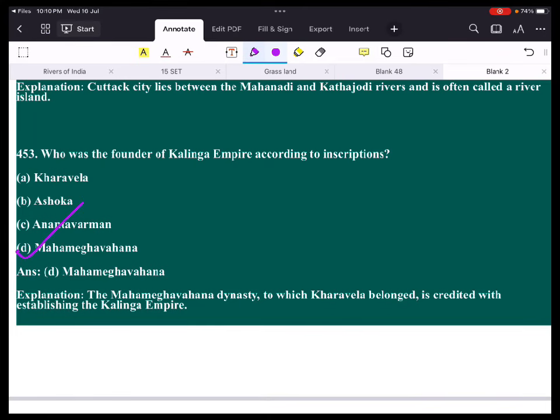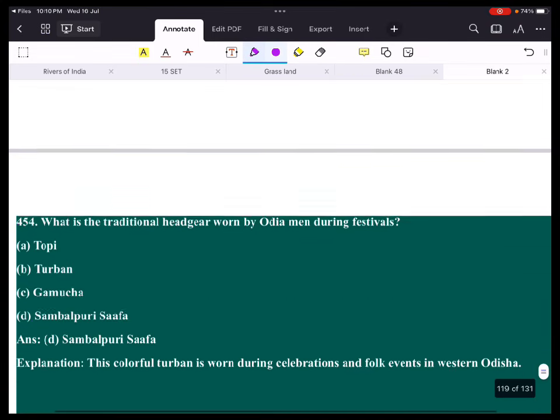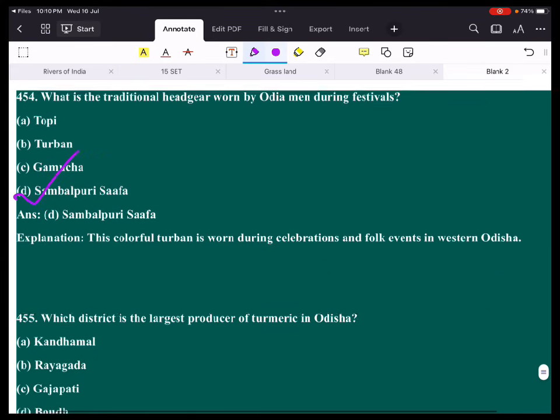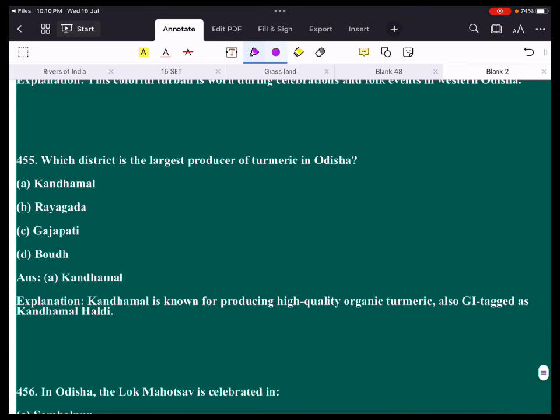The Mahameghavahana dynasty, to which Kharavela belonged, is credited with establishing the Kalinga Empire. What is the traditional headgear worn by Odia men during festivals? That is Sambalpuri Safa, option D. Which district is the largest producer of turmeric in Odisha? That is Kandhamal.